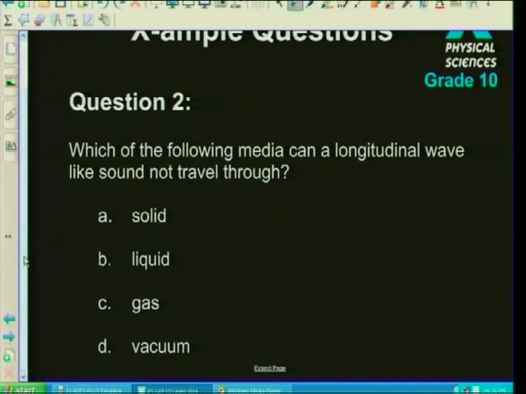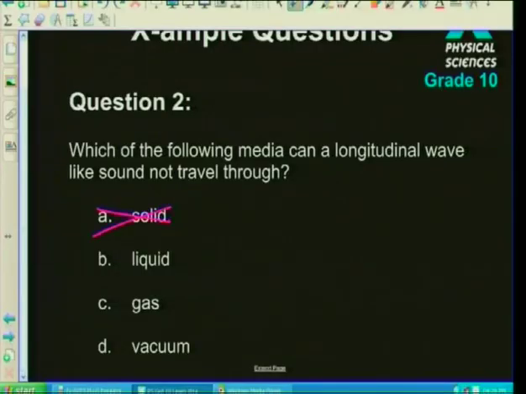Think about a solid. I'm sure at some stage you've watched an old western movie, and people want to know if the train's coming, and there's scary music in the background, and what do they do? They put their head on the railway track, because they're trying to listen for the sound of the train. They'll hear it through the railway track before they hear it through the air. So solids absolutely conduct sound. So that's not my answer.